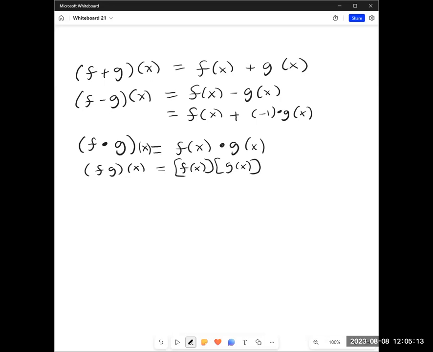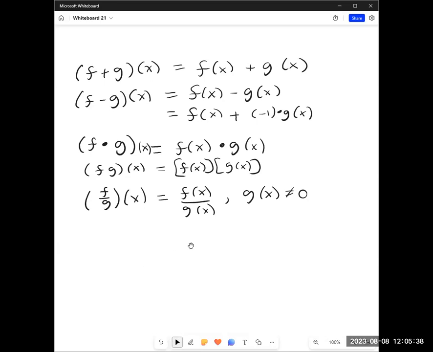And then our last basic operator that we have is going to be f divided by g of x is going to be f of x divided by g of x. And we need to have the restriction here that g of x cannot be equal to 0 because of what we talked about in finding the domain of a function, that we're not allowed to divide by 0.